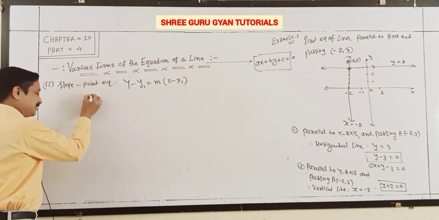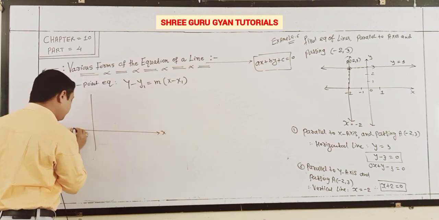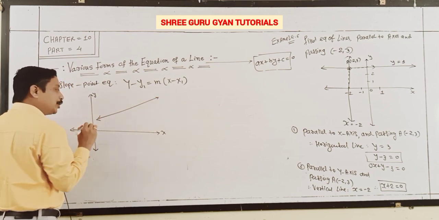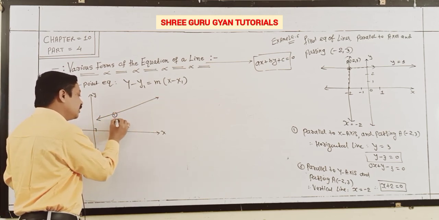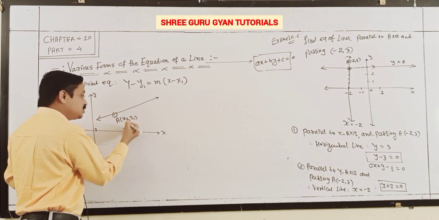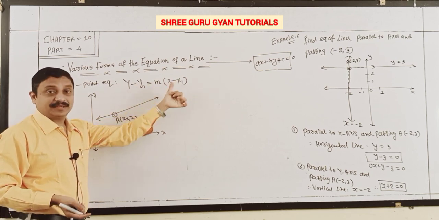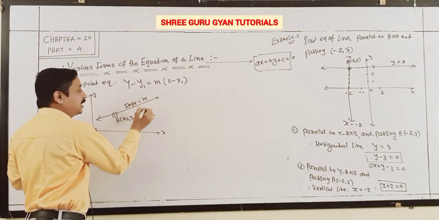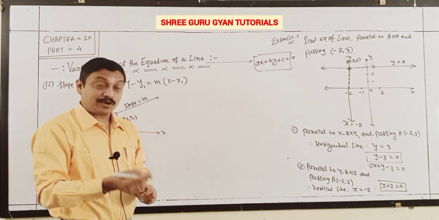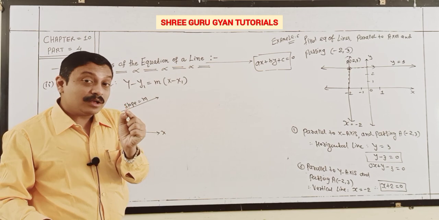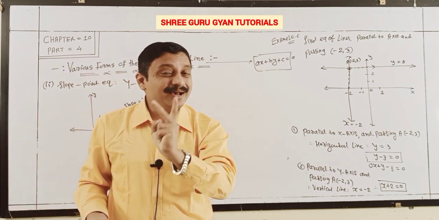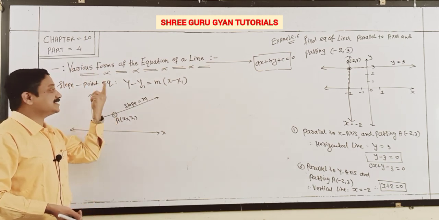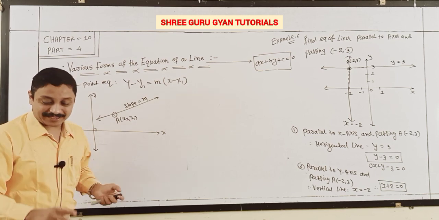What does it indicate? Consider that this is your coordinate plane and here one line is passing through it. Here it passes through the given point (x1, y1), that is your x1 and y1, and m indicates the slope. You can apply this formula whenever you are given one slope and one point it passes through, and you apply the equation of the line, the slope point equation: y minus y1 is equal to m times (x minus x1).